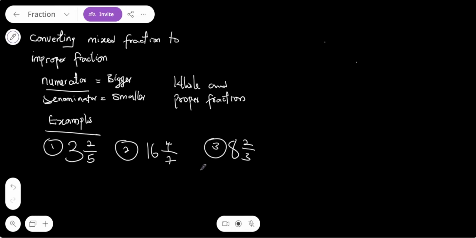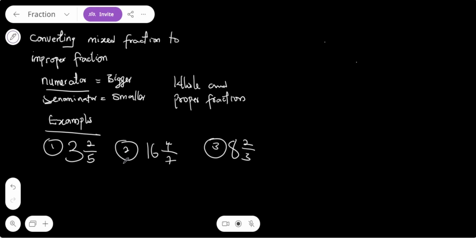Now, if you look at all of these examples, each has a whole number and a proper fraction. Like I said earlier, the fraction must be proper. If you have an improper fraction, then you must convert that improper fraction to mixed fraction so that you have a proper fraction. Now, how do you convert a mixed fraction to improper fraction?